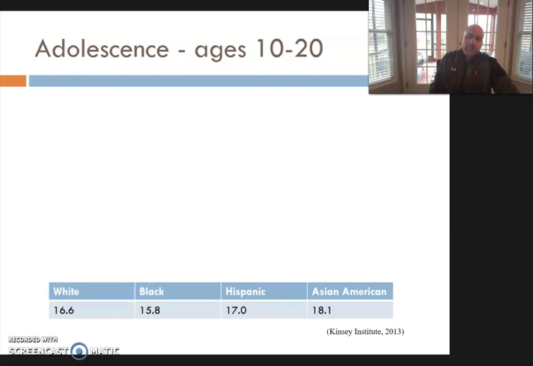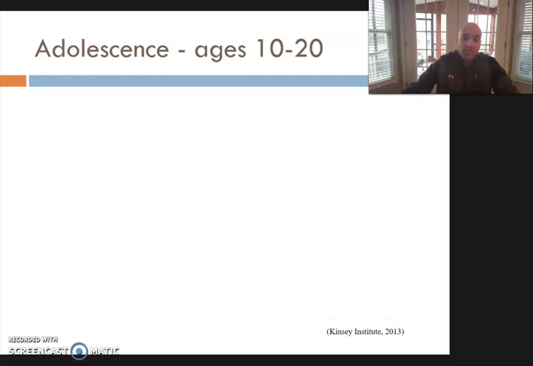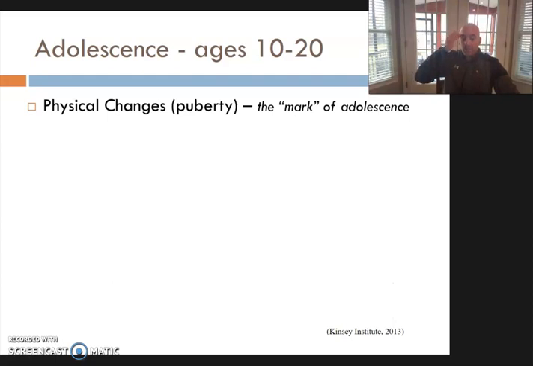So for this one, as we get rolling, I want to talk about the time period between the ages of 10 and 20, which is the period all of you guys are in, which we call adolescence. And today, the focus is mostly going to be on a physical type of development. One of the first noticeable changes when people enter into adolescence is a physical one. We sometimes call it puberty.